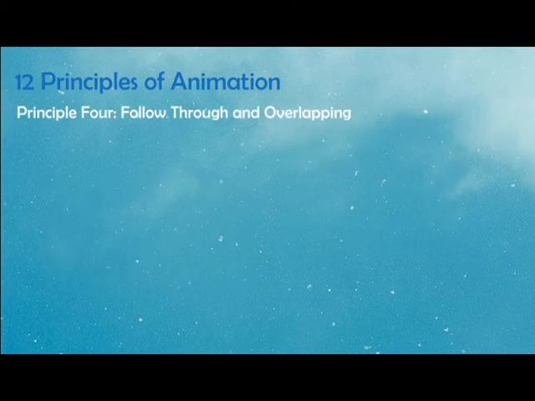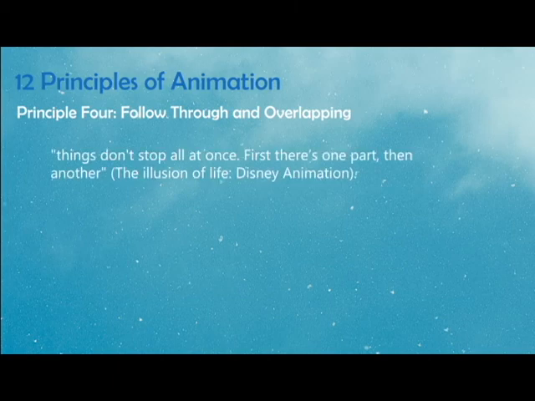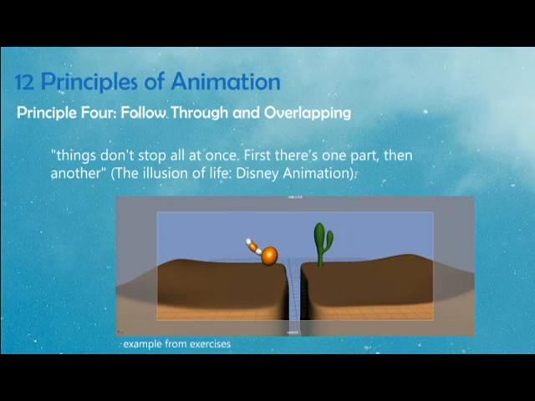Follow-through and overlapping follows the theory that things don't stop all at once. First, there's one part, then there's another. An example of this principle is how hair and fur move at different rates when a character is walking and will continue to move once the character has stopped.